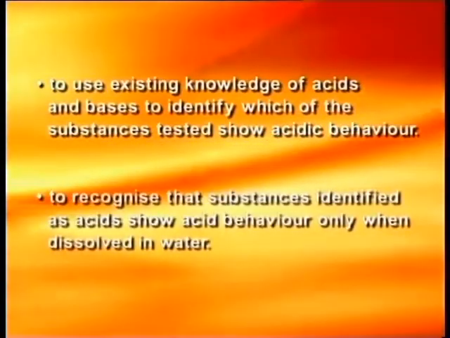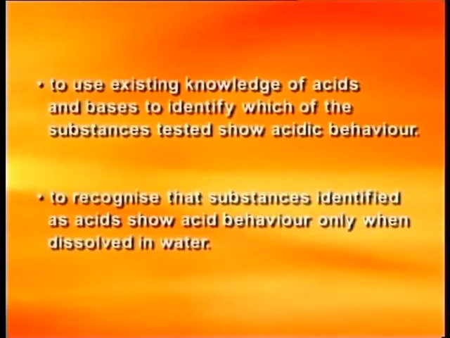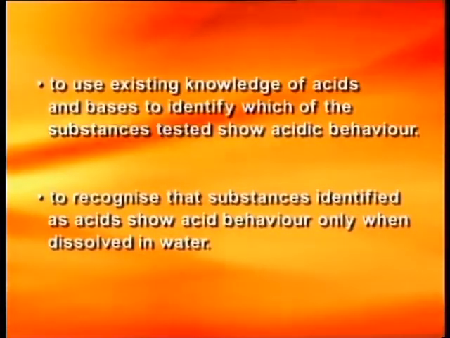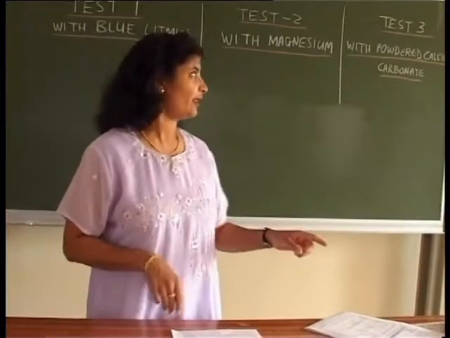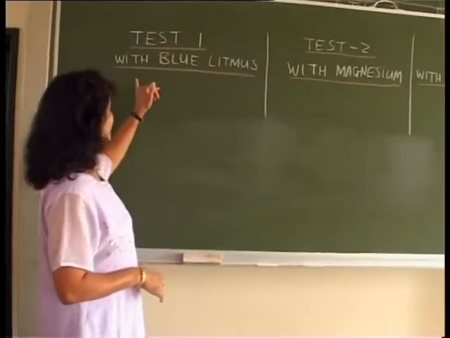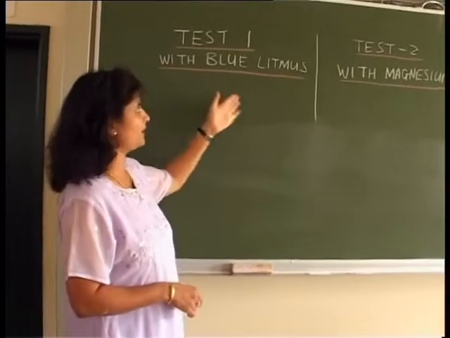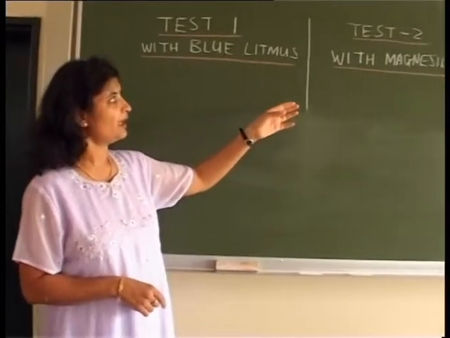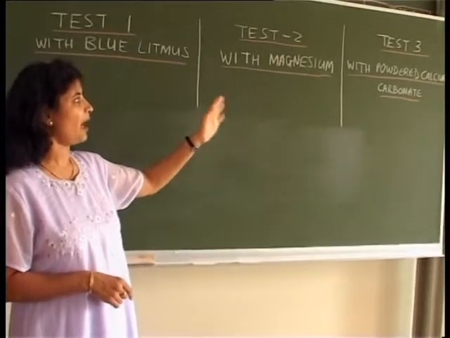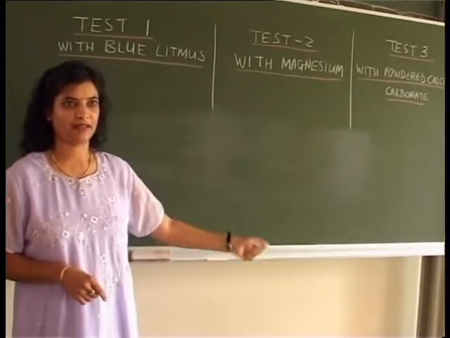The outcomes for the learners are to use existing knowledge of acids and bases to identify which of the substances tested show acidic behavior, and to recognize that substances identified as acids show acid behavior only when dissolved in water. The 3 tests, I've got them on the board. Test 1 with blue litmus. Test 2 with magnesium. Test 3 with powdered calcium carbonate.